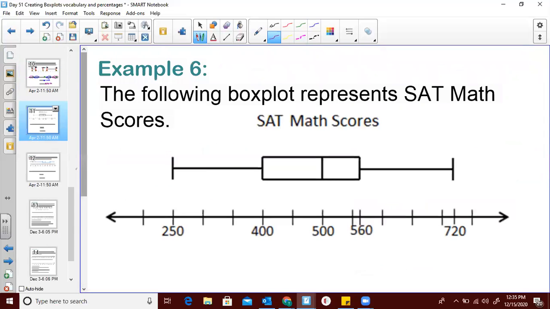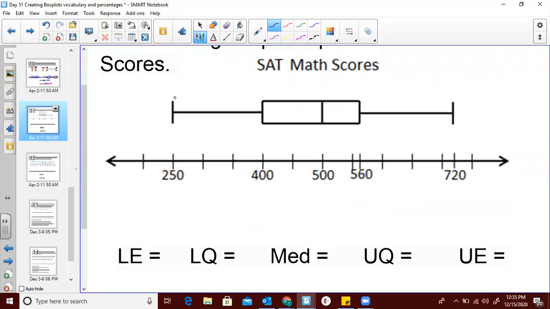All right, again, we're just matching stuff up. So we know that this is our lower extreme. This is our first quartile. This is our median. This is our third quartile. And this is my upper extreme, or largest number. Just match them up with the graph. And I would say most of the time they're not going to expect you to guesstimate. They'll give you the numbers. You just have to match them up.